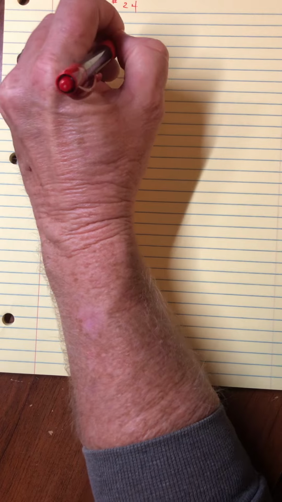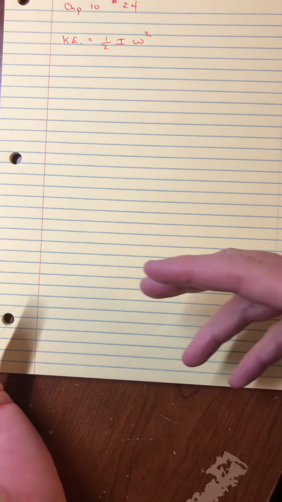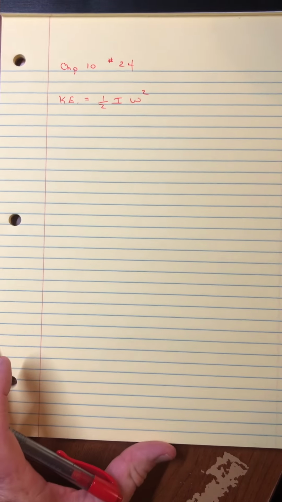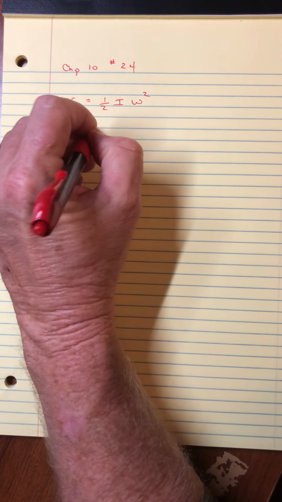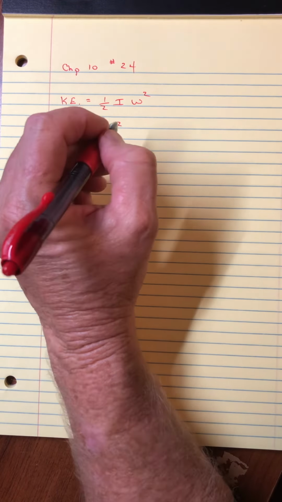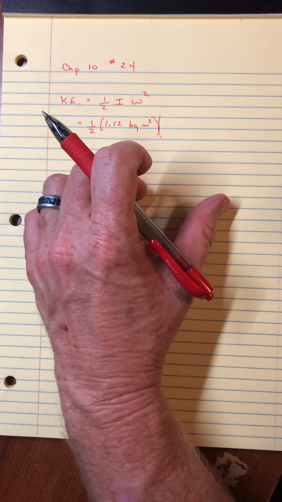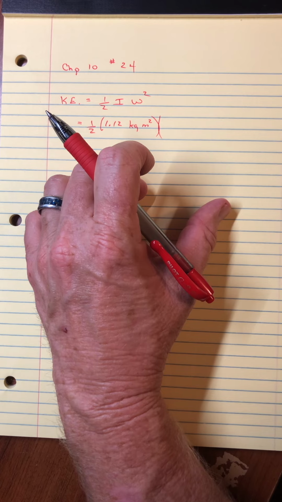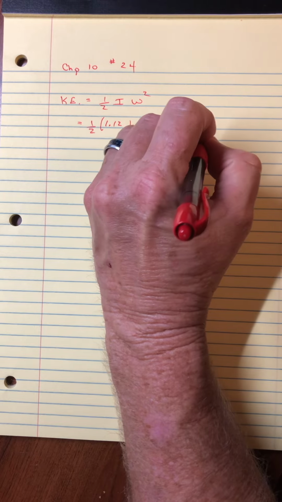Now I can actually do the problem. And the problem then is, like a lot of our rotations, just how would you do it if you did translational motion? You would go 1/2 mv squared. So using the analogy of that formula, it would be 1/2 I omega squared. So there's the 1/2. The I we just calculated, the moment of inertia, was 1.12 kilogram meters squared. And the rotational speed of the wheel was given as 120 radians per second.